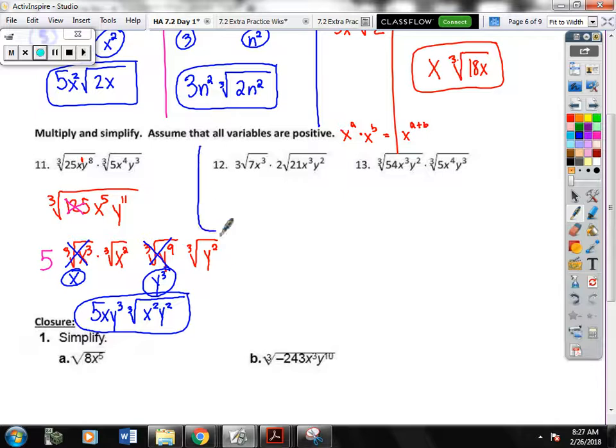Example 12, we have outside numbers and we have inside numbers. So remember, they act as if they're like terms. So we are going to multiply the outside numbers together to get 6. These are both square roots, so we can multiply everything together. And we'll get 147. We'll multiply our 7 and 21. And then again, we're going to add the exponents. So this will be x to the 6th and y to the 7th.